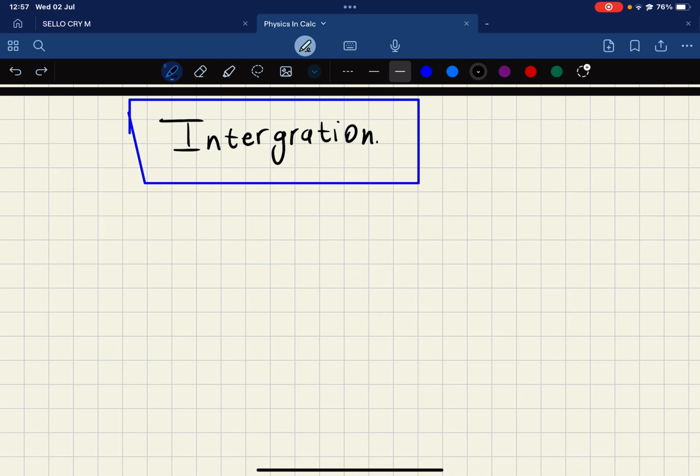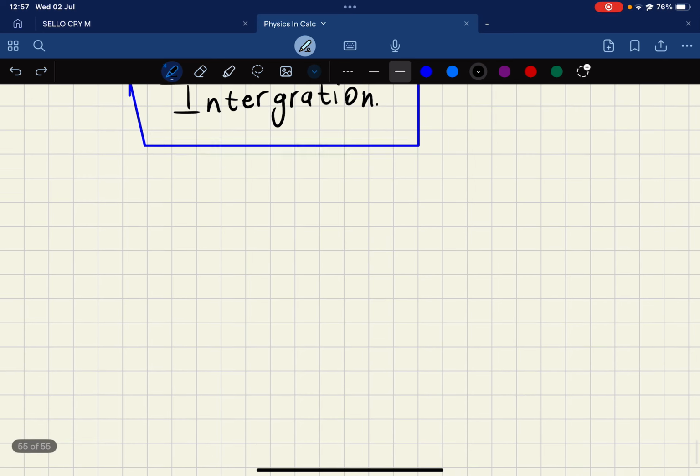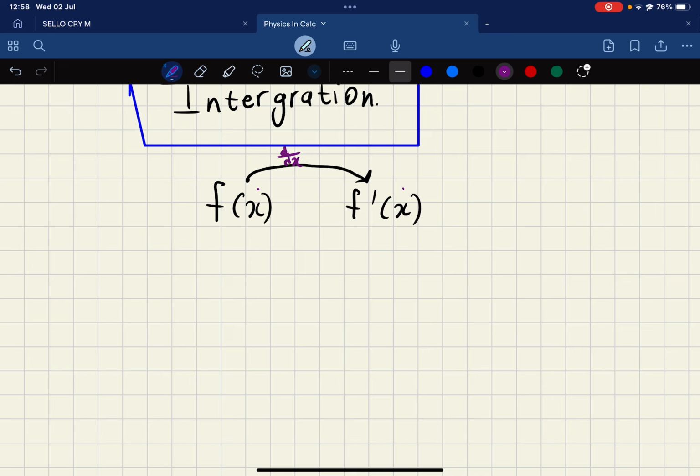Do you understand? So let's say you have a certain function f of x. With that function f of x, if you derive this function, you move from f of x to f prime of x. Meaning from here to here, what did you do? You derived. This is what you did.